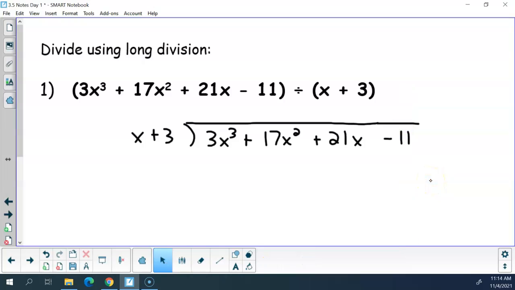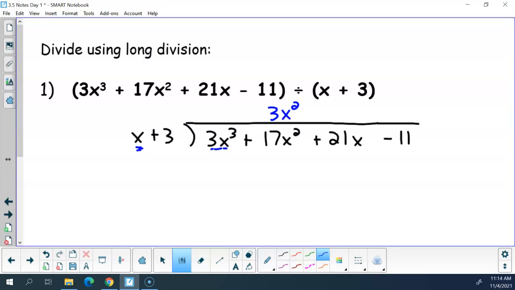Okay? So here's how you do it. You take the first. It's all about the firsts. You want this x to be 3x cubed. How do I make x be 3x cubed? Multiply by 3x squared. So I'm going to put that in the x squared column because it's not a cube, so it's not going to go in that first column.